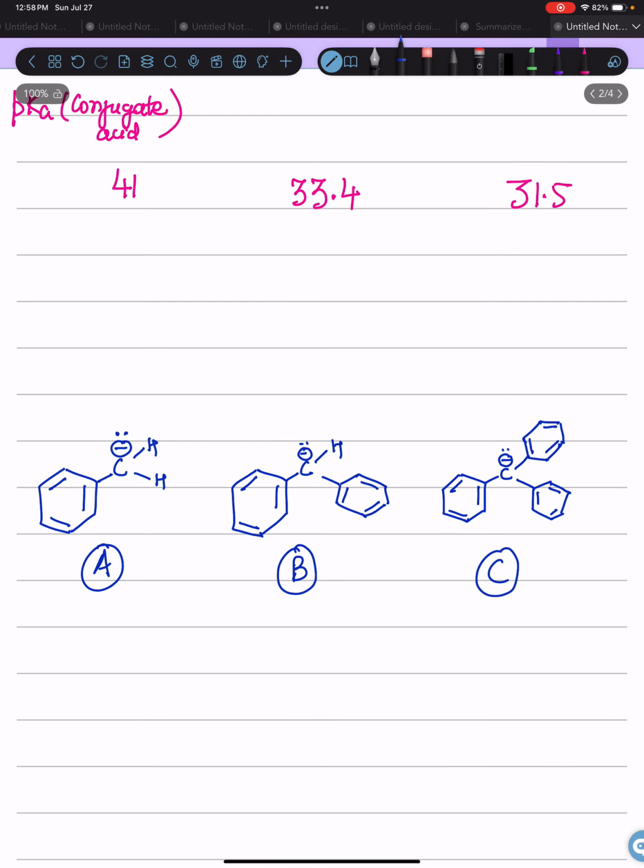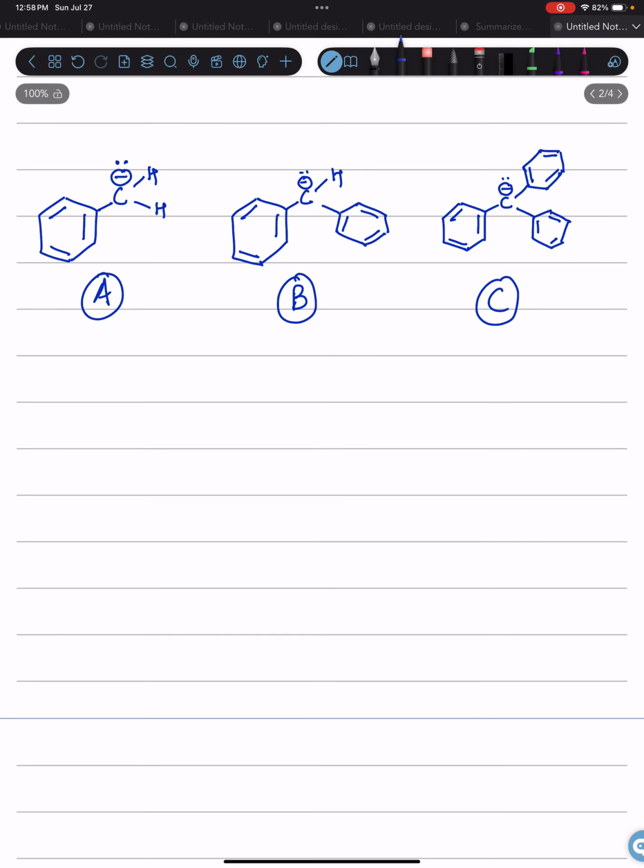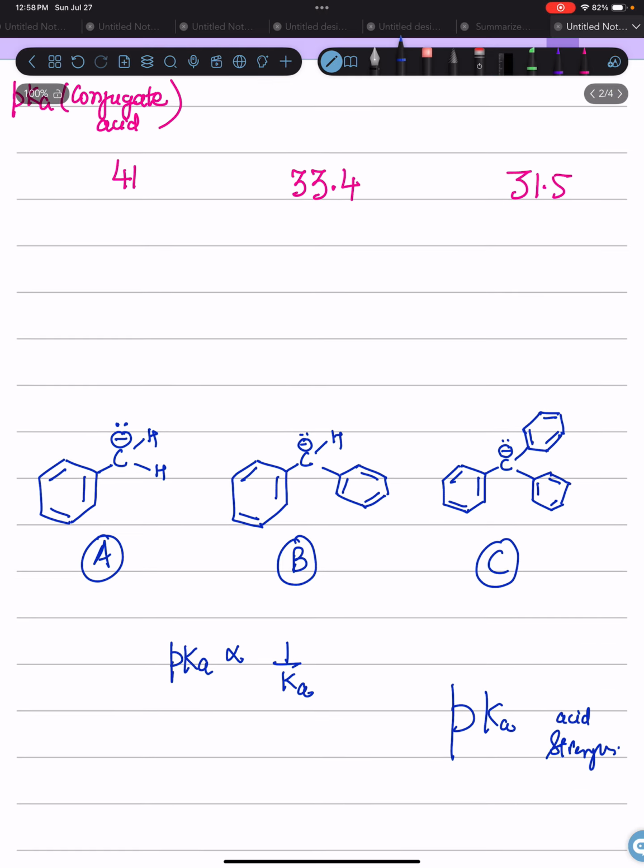Now, in order to solve this, one thing to remember is that pKa is inversely related to Ka, the acid dissociation constant, which represents the acid strength. So one with a bigger value of pKa will have smaller acid strength, will be less acidic. It means the acid strength is increasing as we go from A to B to C for the conjugate acids, and we need to explain this.